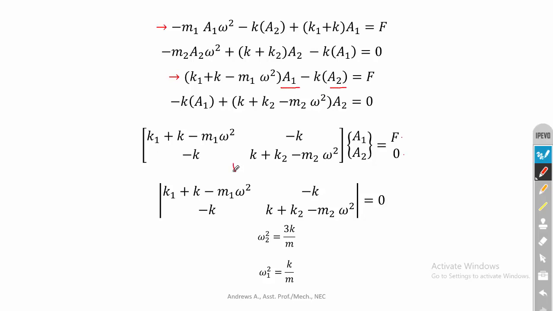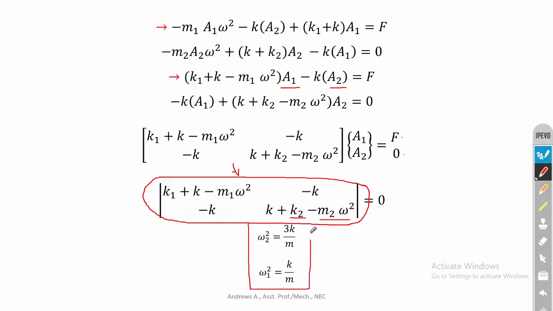So further we can write the determinant of this matrix is equal to 0. K1 plus k minus m1 omega square, minus k, then k plus k2 minus m2 omega square, it is equal to 0. So the matrix is same as that of the previous problem. So when you solve this, finally you will get these two values. Omega 1 square is equal to k by m, further omega 1 is equal to root of k by m, and omega 2 square is equal to 3k by m, further omega 2 is equal to root of 3k by m. Okay, so the natural frequency is same as your previous problem because the external force will never affect the natural frequency of the system. Okay, so that is the conclusion here.